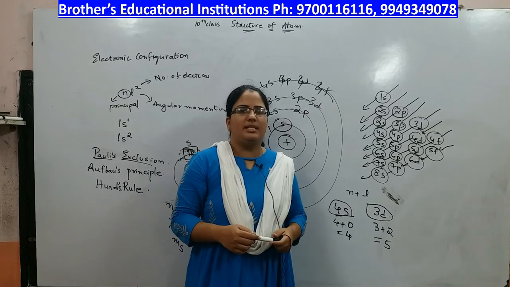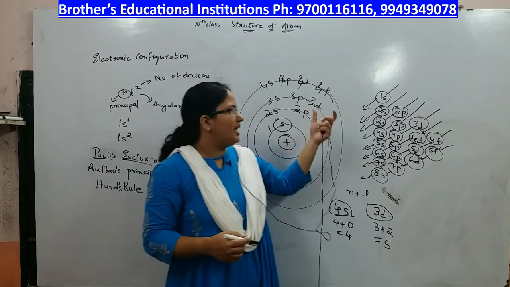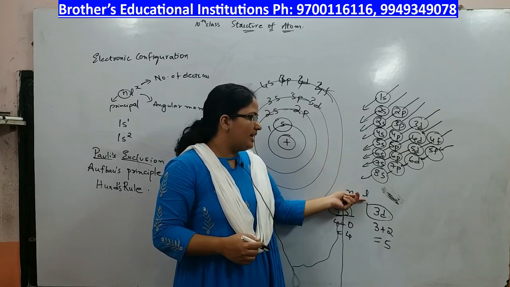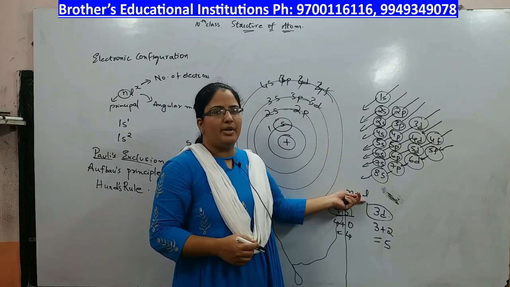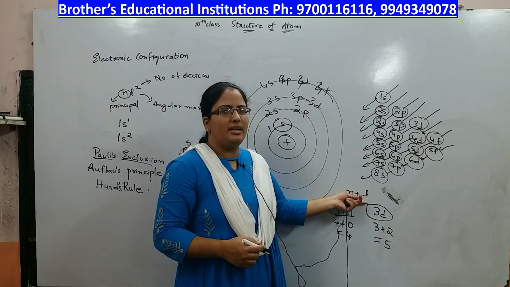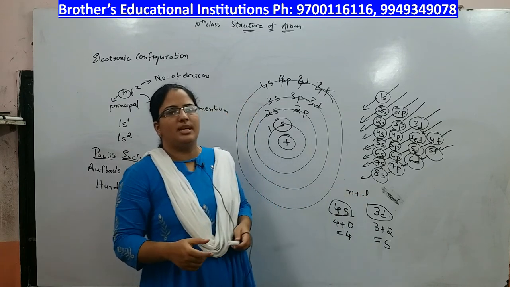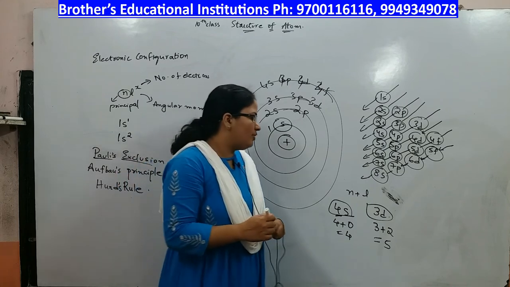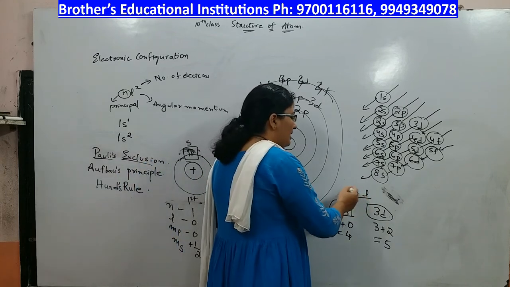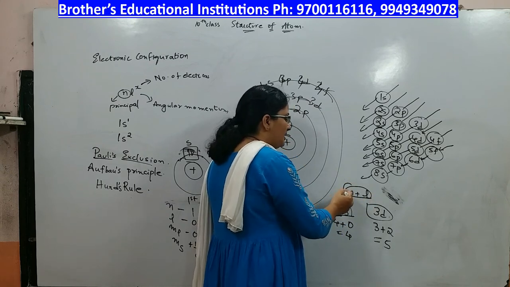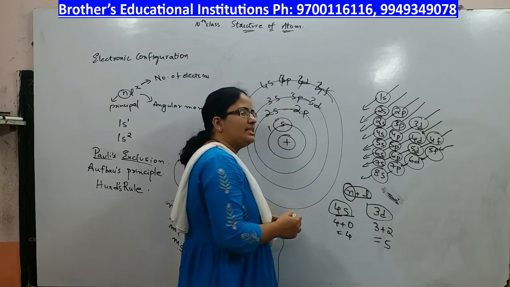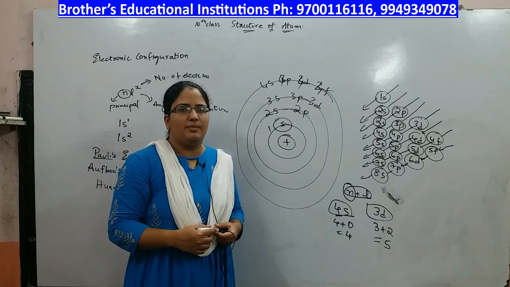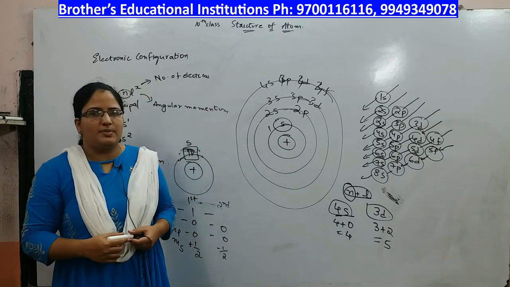Aufbau's principle states that the filling up of electrons takes place in such an order that the electron first enters the orbital having the lower n plus L value. Suppose two orbitals have the same n plus L value, then where does the electron go? The electron first enters the orbital which has the lower n value. That is how the filling up of electrons takes place, and this is called Aufbau's principle.